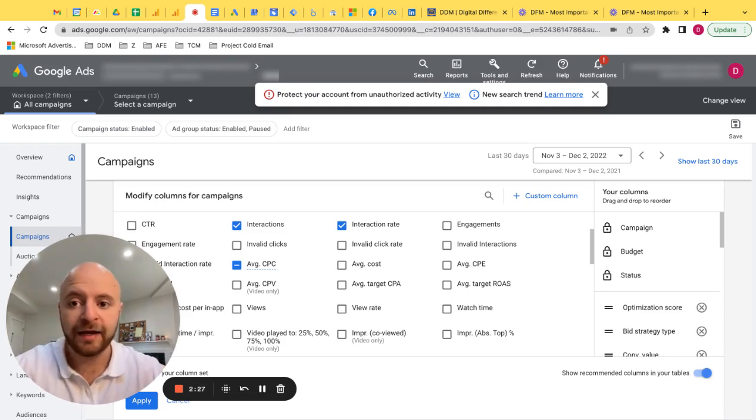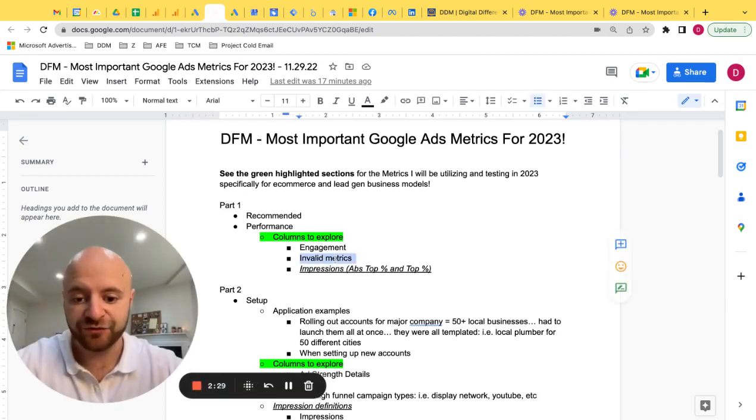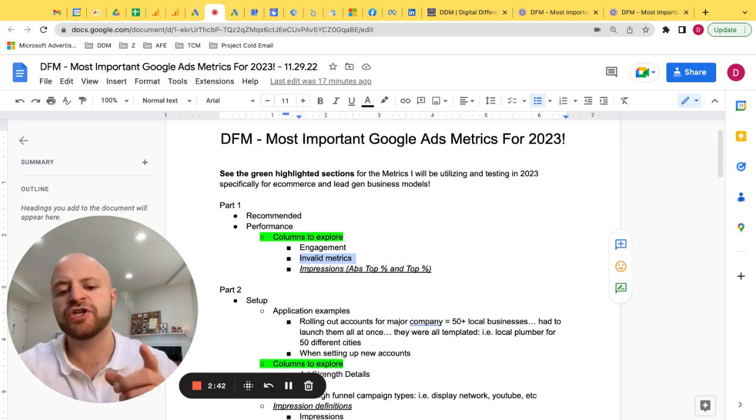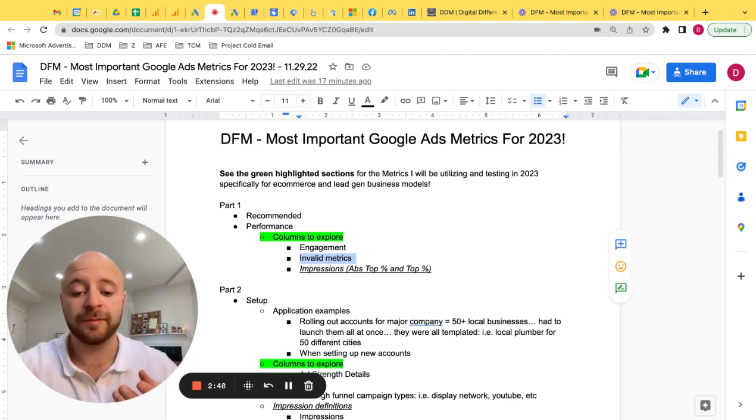However, I like the invalid metrics. The invalid metrics basically is Google's detection of illegitimate clicks, impressions, interaction rates, things like that. I'm just curious. This is more of a curiosity metric. How much fraudulent clicks and fraudulent activity are our campaigns generating that Google is picking up? So that's where all the invalid metrics come into play.